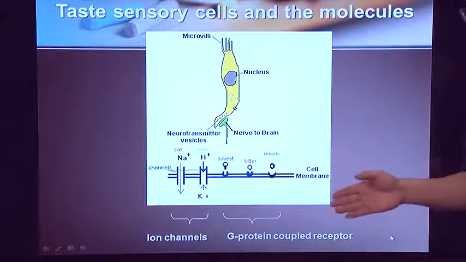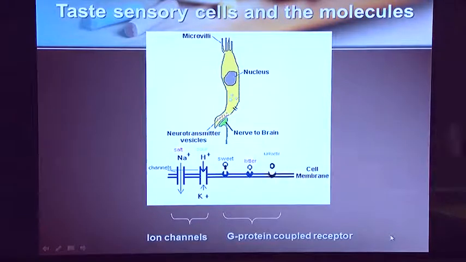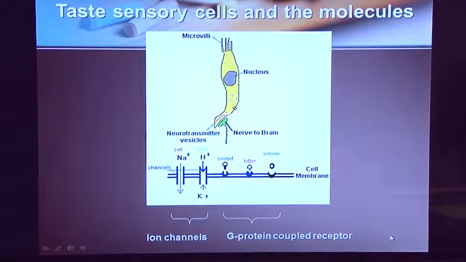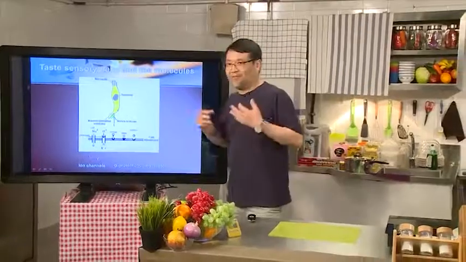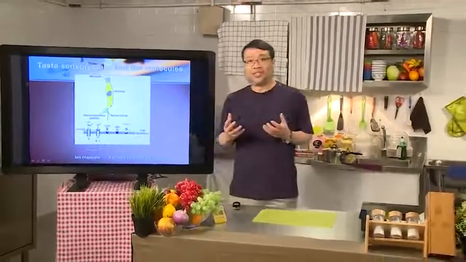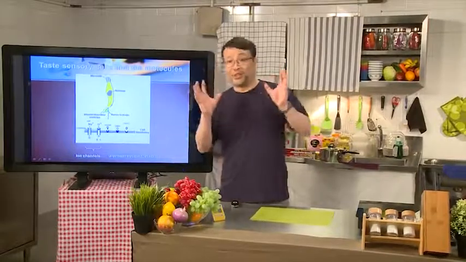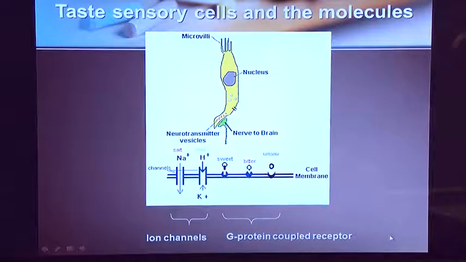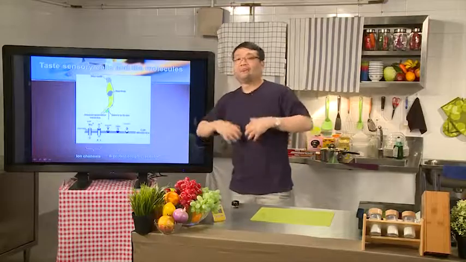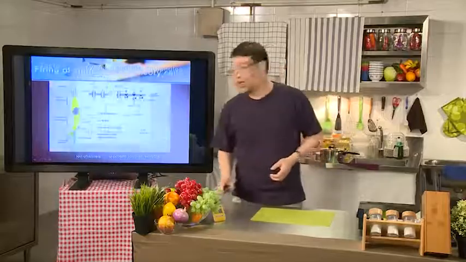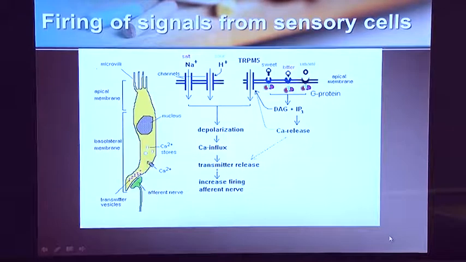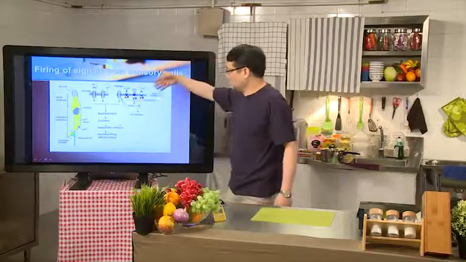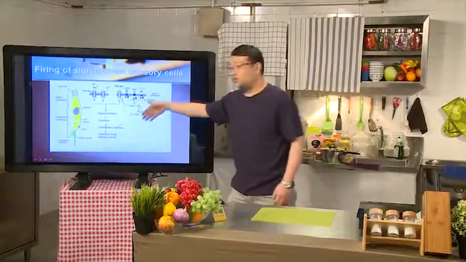The other type is for the sensation of the sweetness, bitterness, and the umami. These we call G-protein coupled receptors. Sounds difficult, but very simply, they are simply receptors. They have very specific configuration so that they would be able to capture the bitterness molecule, the umami molecule, or the sweet molecule. And when they're activated, they can trigger the firing. How do they do that? They all lead to the depolarization of the cell through a common machinery.